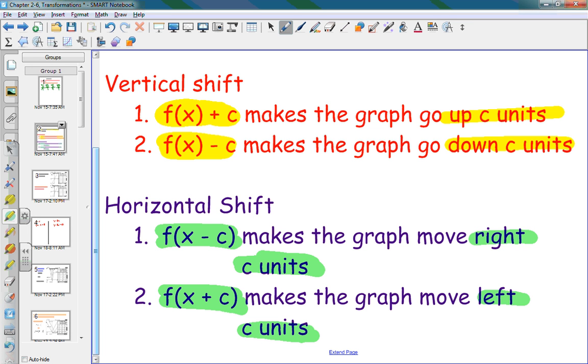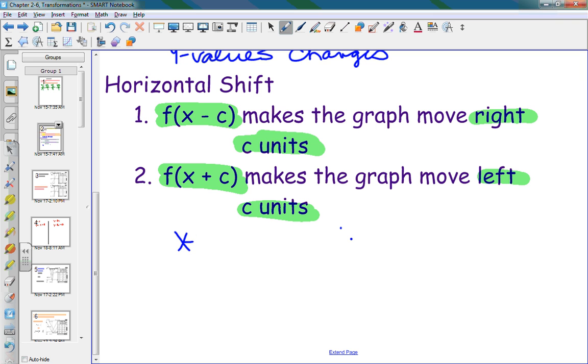Now, here's what I want you to understand. When you have a vertical shift, your y values change. If I have a horizontal shift, what you have are your x values changing. Horizontal means x changes, vertical means y changes, up and down.